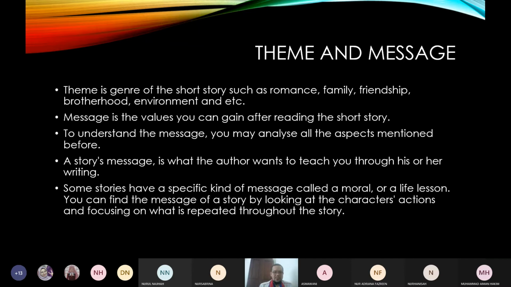And some stories have a specific kind called a moral or a life lesson, alright, the values, benda yang sama. You can find the message of a story by looking at the character's action and focusing on what is repeated throughout the story. Alright, actually benda itulah yang kita panggil message yang ingin disampaikan. Selalunya banyak message yang ada dalam short story. Alright.